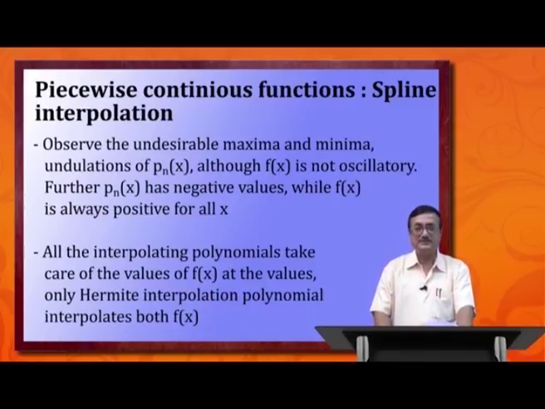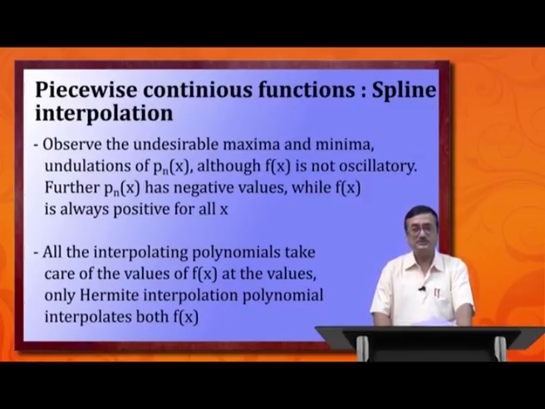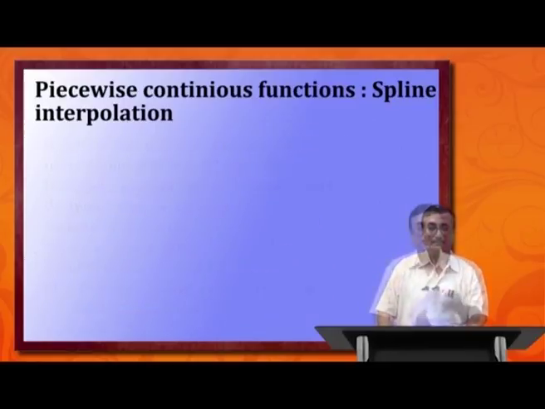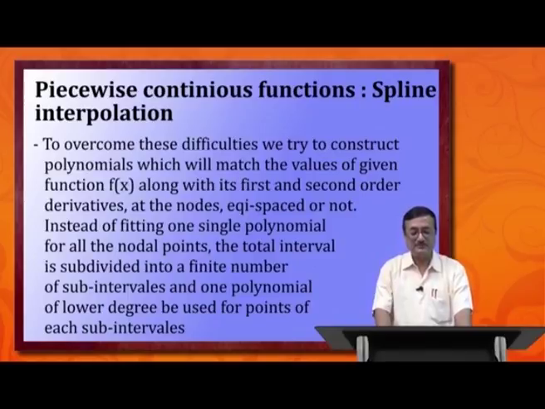But what about the curvature of the curve y = f(x)? Curvature is associated with the second order derivative of y with respect to x, that is d2y/dx2. There is no formula which also interpolates the second order derivative at the interpolating points. To overcome these difficulties, we may try to construct a polynomial which matches the value of the given function f(x) along with its first and second order derivatives at the nodes, which may or may not be equispaced.